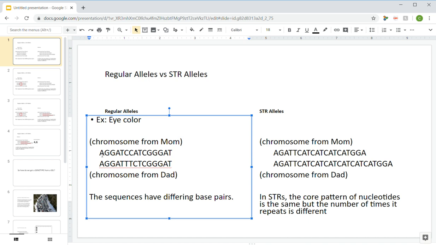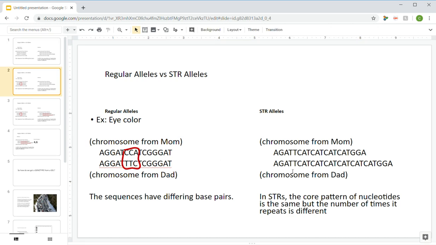The sequences are going to be really similar, like the one from mom and dad both start with AGGAT. But then on mom's, right here, it goes into CCA, and on dad's, same place, it goes TTC, and then they go back to matching after that, TCGGGAT. So again, our sequences actually have some base pairs that are different between them. That's that difference right there.